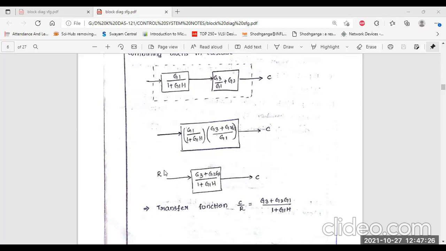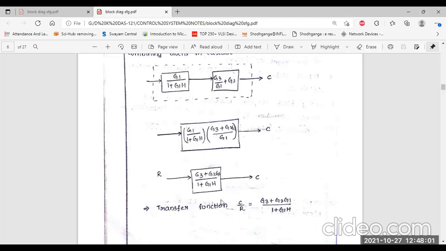Okay, so this is R, the input section, that is equal to G3 plus G2 into G1 by 1 plus G1H. So finally we have to write the transfer function. The transfer function is the output variable by the input variable, that is the transfer function ratio, output by input. So C, the output variable by the input variable, is equal to G3 plus G2 into G1 by 1 plus G1H.